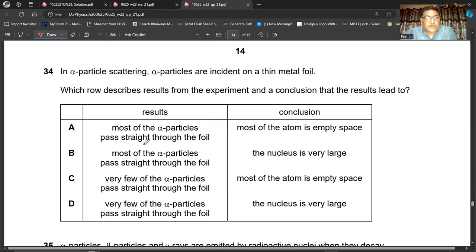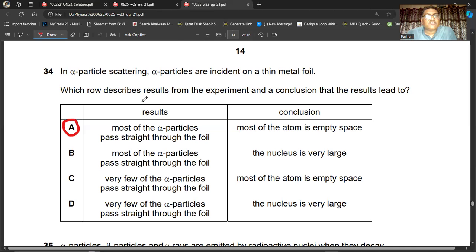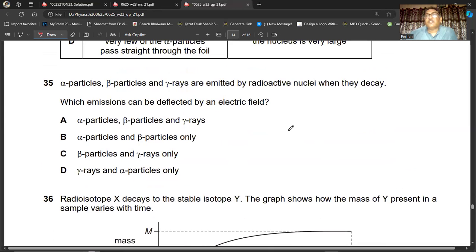Most of the alpha particles pass straight through the foil. Most of the atom is empty space. A is the choice. Question number 34, sir. A is the choice. Question number 35.